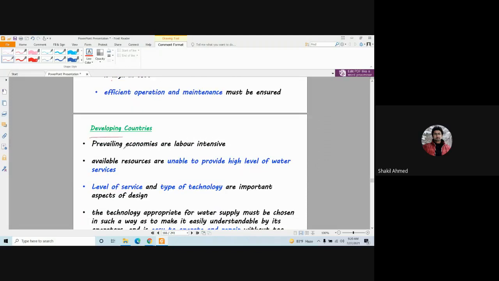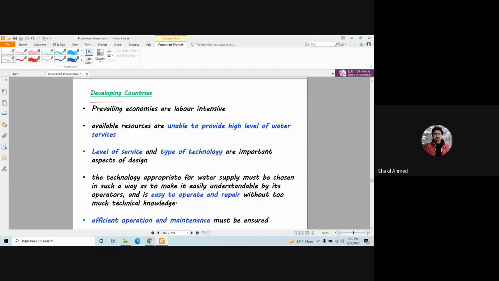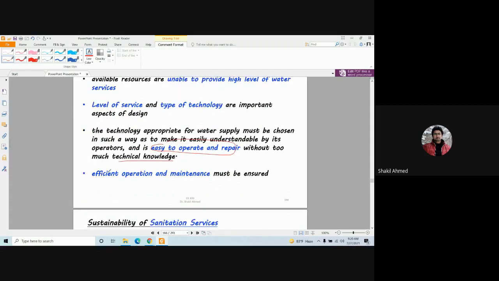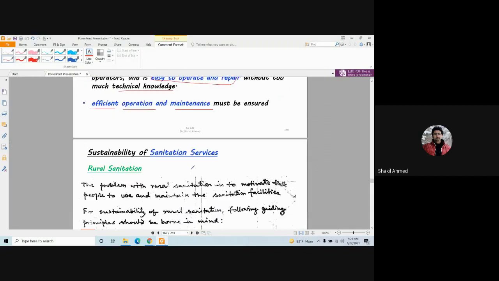Developing countries: you need to select something which is easy to operate and repair without too much technical knowledge. In that case, it will be cheaper, and efficient operation and maintenance must be ensured.